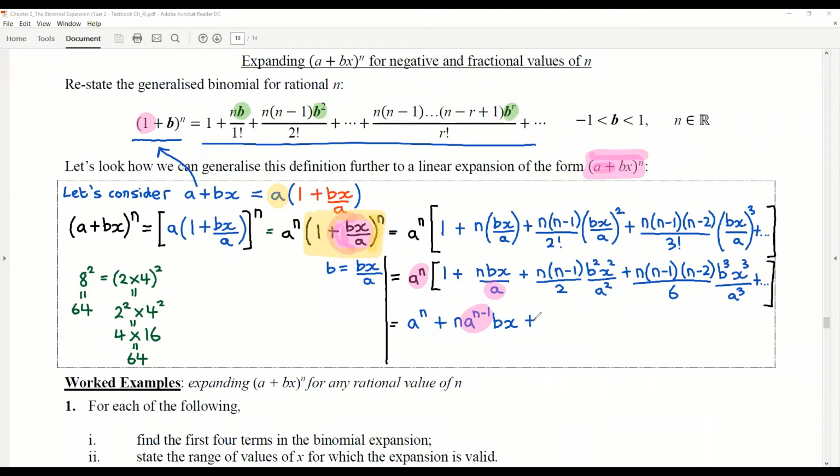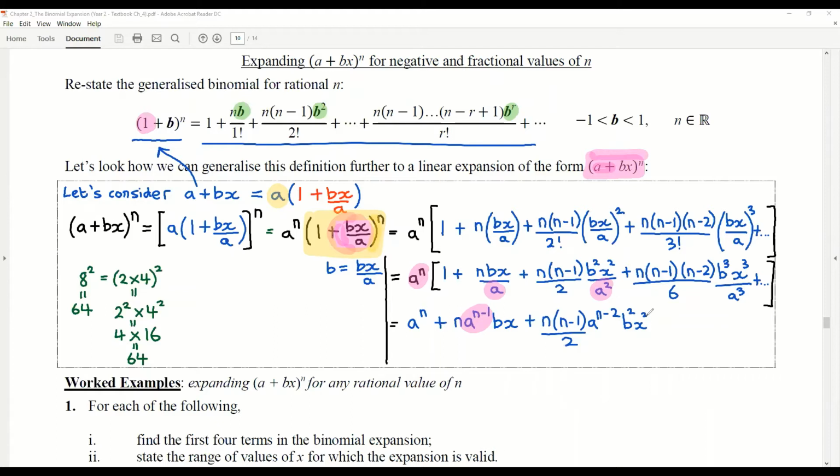So we're going to add, now again, I've got an a to the power n, and this time I have a to the power 2 in the denominator, so it's going to be n subtract 2. So it seems to be a pattern, as you would expect. So it's going to be n multiplied by n subtract 1, a to the power n subtract 2, all over 2, and that's going to be b squared x squared.